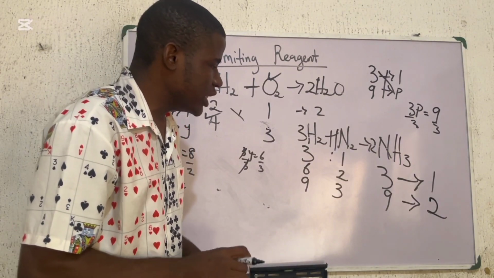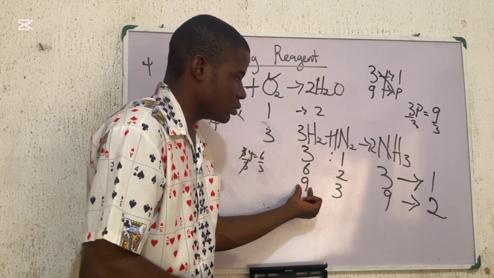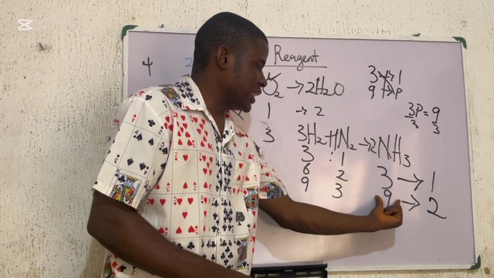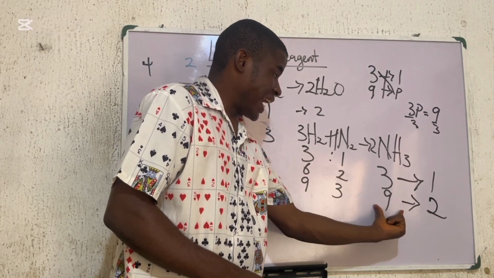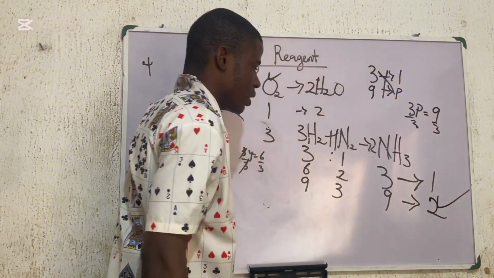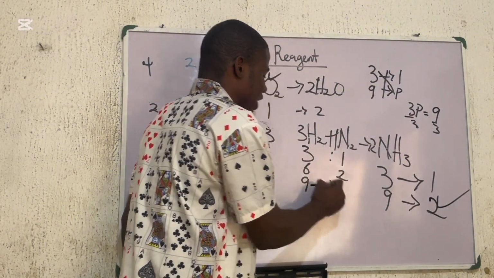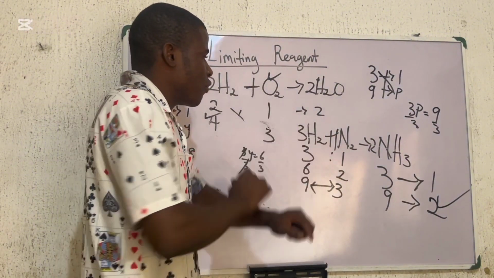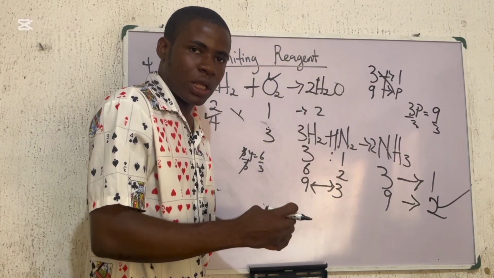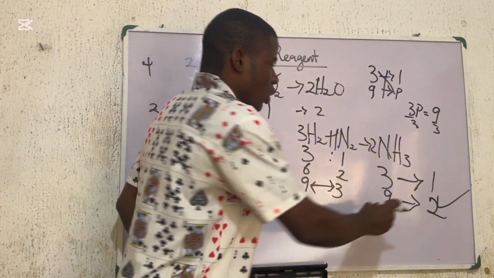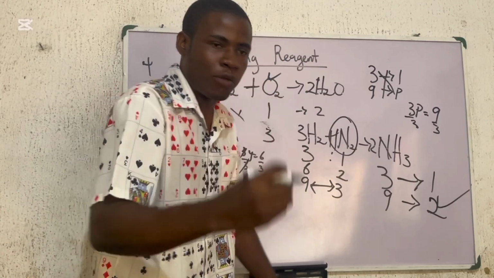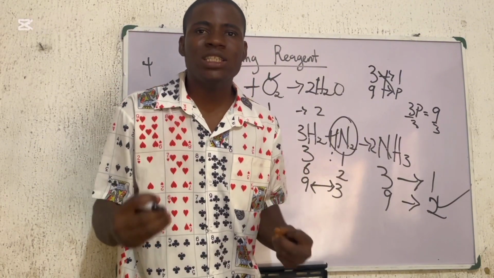The limiting reagent now, since we know that 9 is meant to react with 3, but in their question they said 9 reacts with 2. Which one will be used up faster? These two will be used up faster because normally the condition is that 9 has to react with 3 for the chemical equation to be maintained according to 3:1 from the stoichiometry. Is it clear? So the 2 moles of nitrogen gas will be used up faster. Therefore, nitrogen gas is the limiting reagent.